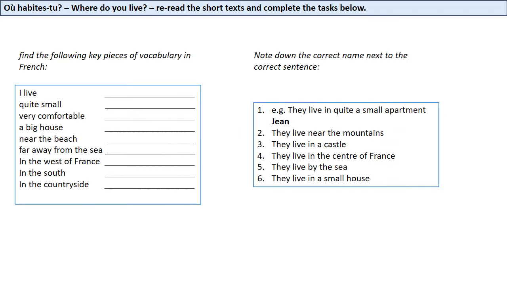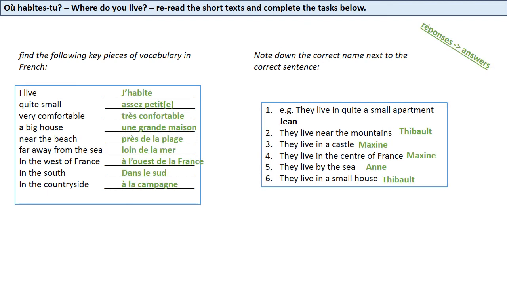Okay then, so for this task, it requires you to look back over the reading tasks, to reread the texts and to find some key vocabulary in French for the first one and to note down the correct name on the second task. For the first task, just to reiterate, you're finding the French equivalent of the phrases in the box, and for the second task you are writing down the name that matches the description in the sentence. If you would like to pause the video and do that now, I'll rejoin you on the answers.